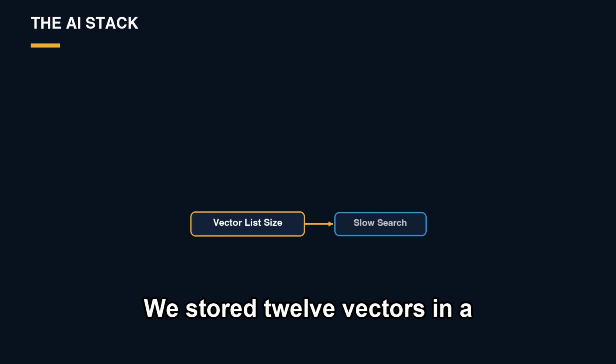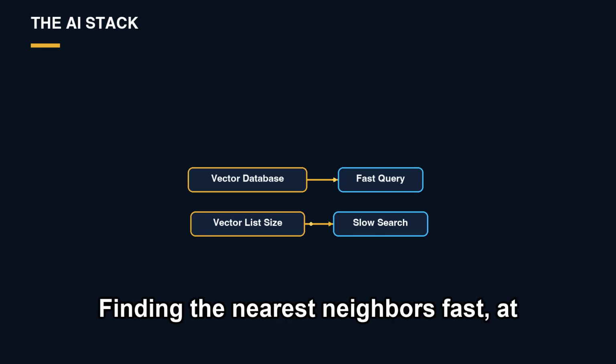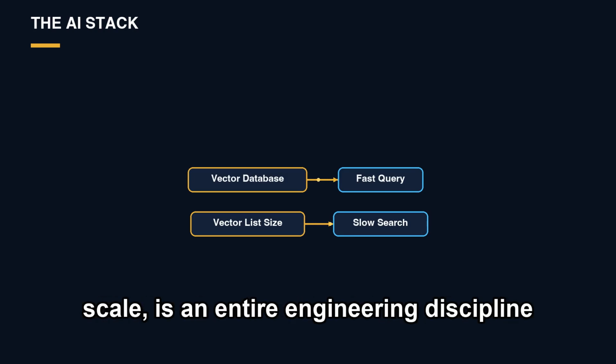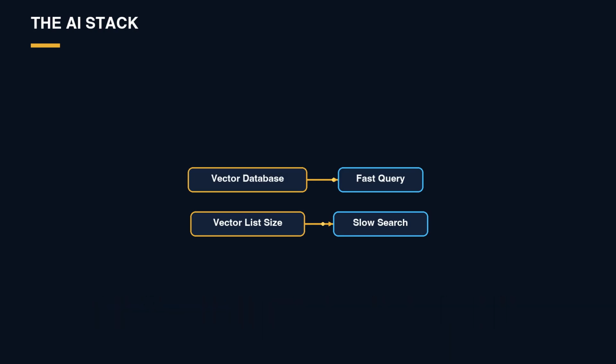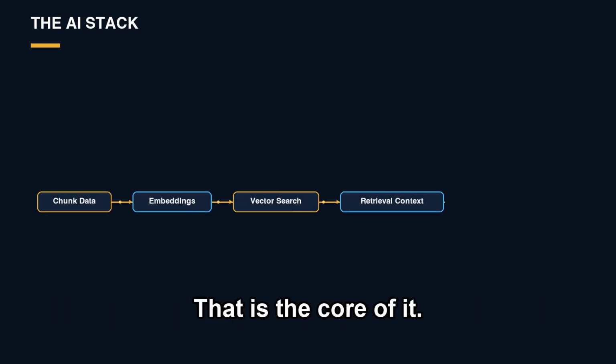We stored 12 vectors in a list and got away with it. At 1,000,000 vectors, you cannot loop and compare. Finding the nearest neighbors fast, at scale, is an entire engineering discipline with its own products. Next episode, vector databases and similarity search. That is the core of it.